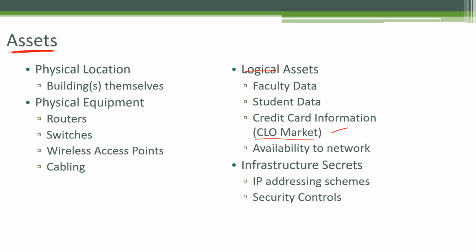And then infrastructure secrets: the IP addressing schemes, the security controls, the network layout itself. And then other information that might be pertinent, like what has been happening this year or last year with all these hacks, SolarWinds, and apparently they even hacked something related to Microsoft, and they got a look at the Windows operating system code. So that's intellectual property. So these are the assets.